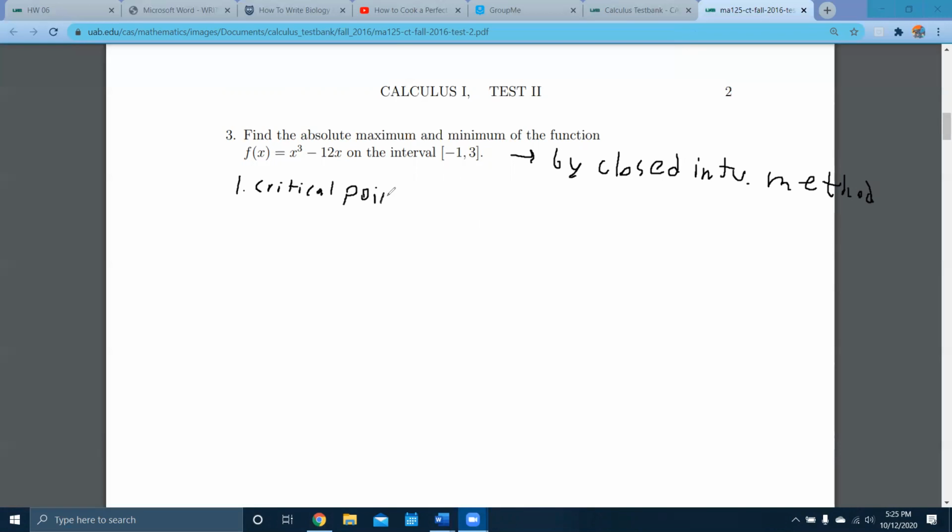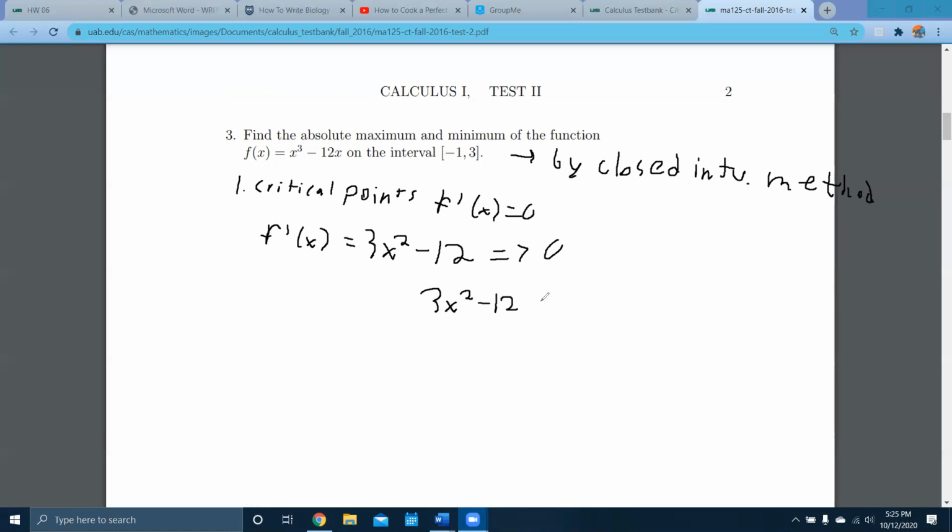And these are the points where f prime of x is equal to 0. So first thing we got to do, we got to find f prime. It's going to be equal to 3x squared minus 12. The simple conversion from over here: x cubed minus 12x makes 3x squared minus 12. Then we're going to set it equal to 0. So we got 3x squared minus 12 equals 0.